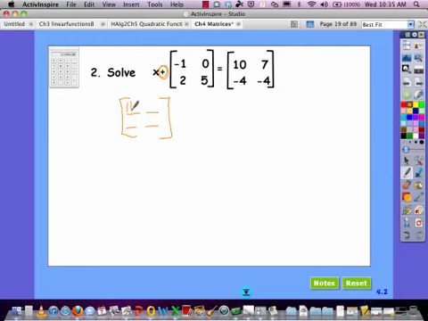Something plus 0 equals 7. Something plus 2 equals -4. And something plus 5 equals -4. So you just do your arithmetic on each element as you go and make sure you're following, is it addition or is it subtraction.